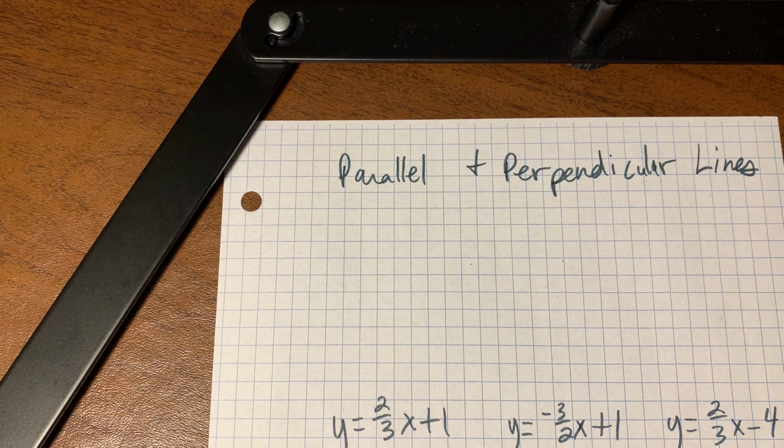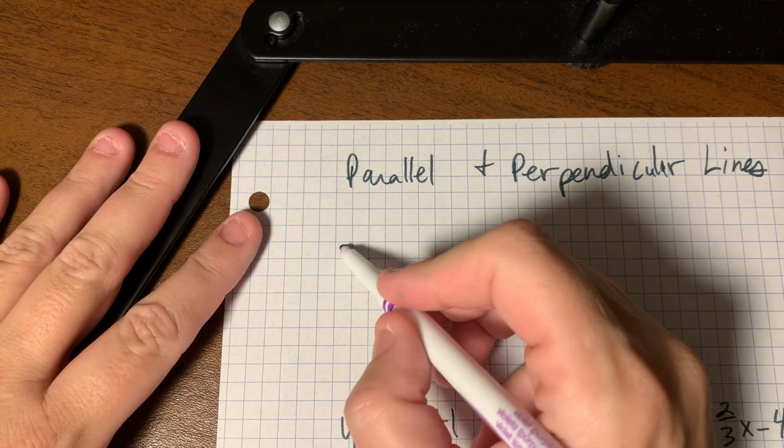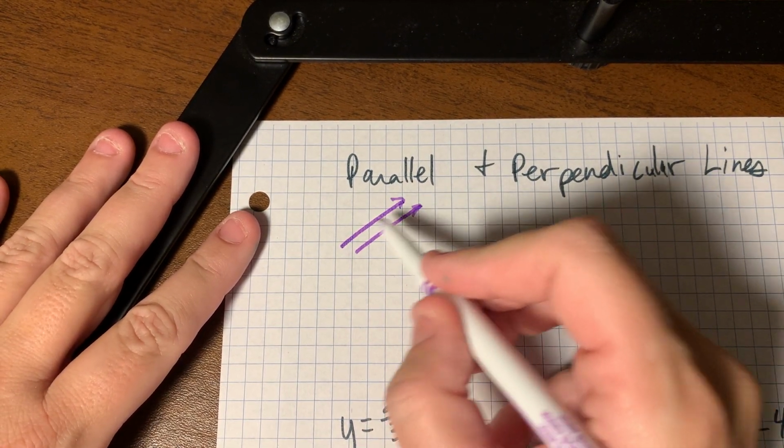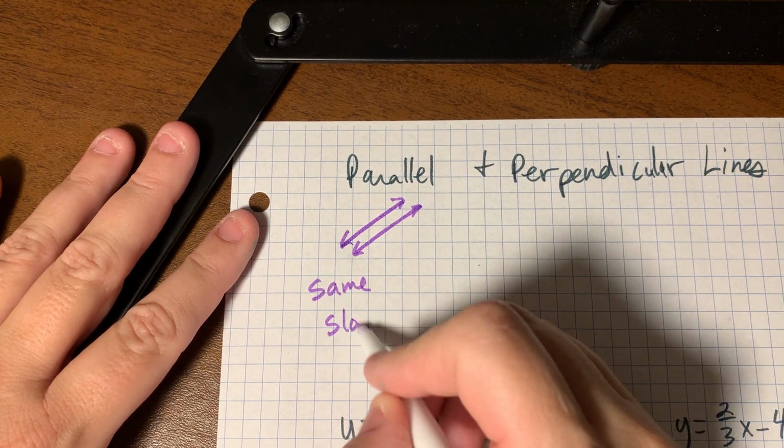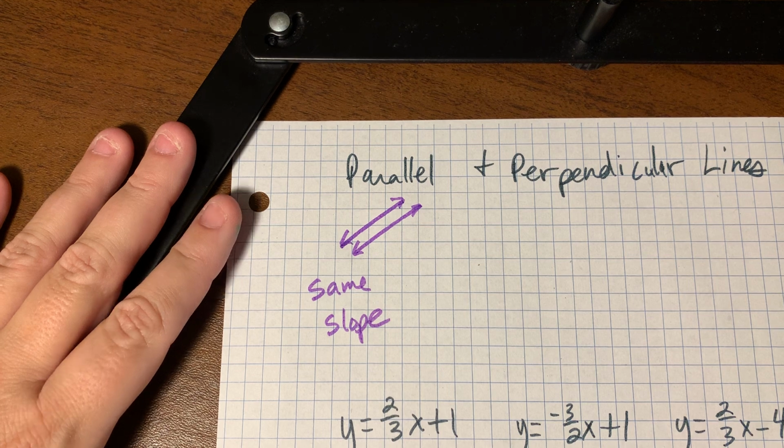So remember, if you've got parallel lines, they never intersect. They kind of look like that. They're going to have the same slope, so their slopes will be equal.